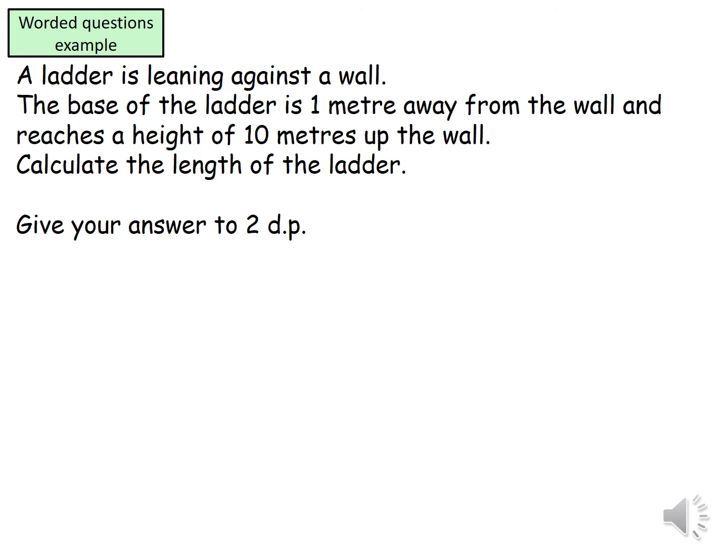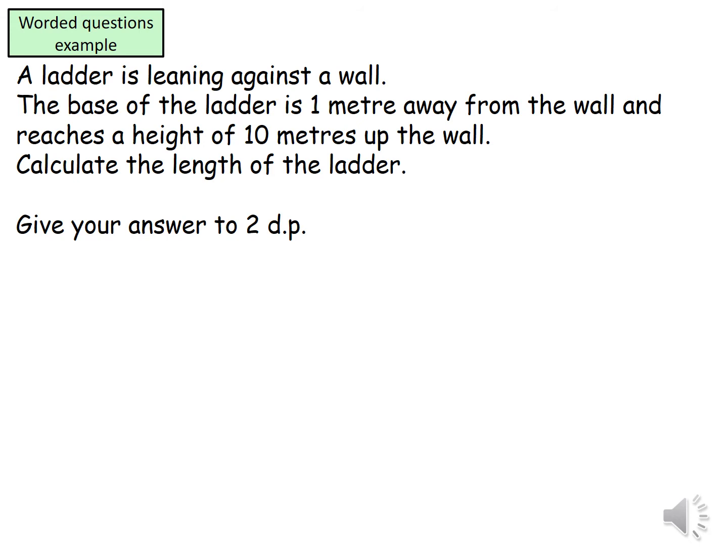So the first example that we have is a worded question. So let's find out what the problem is. A ladder is leaning against the wall. The base of the ladder is 1 meter away from the wall and reaches a height of 10 meters up the wall. Calculate the length of the ladder. Give your answer to 2 decimal places.